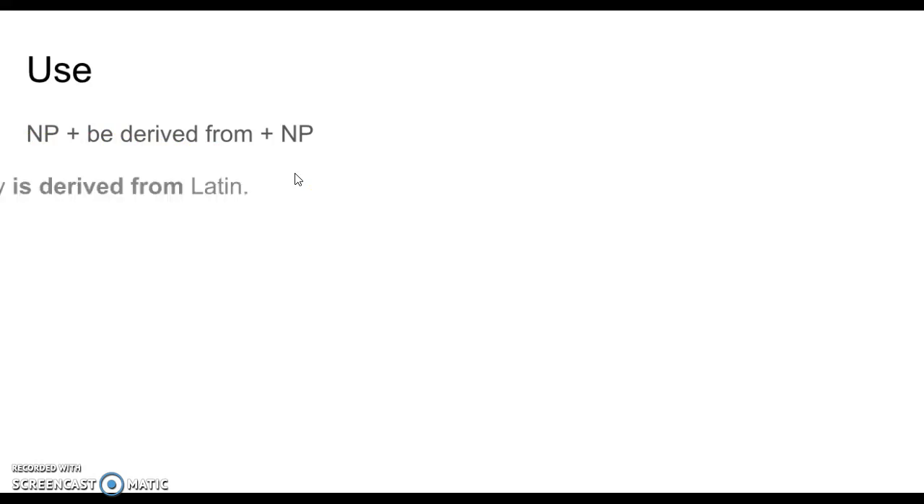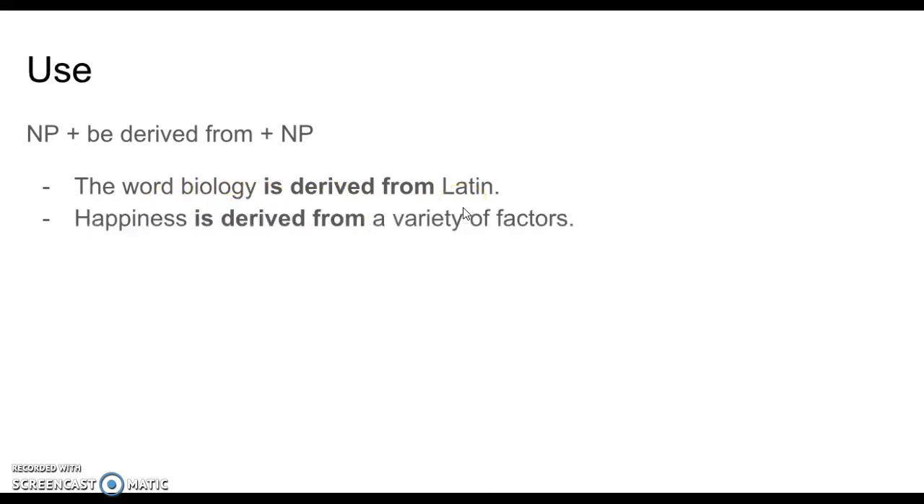So we're going to look at two different uses. The first pattern we'll look at is noun phrase plus be derived from plus noun phrase. This is pretty common in academic writing. In this example, the word biology is derived from Latin. We're basically saying that this word biology comes from the Latin language.